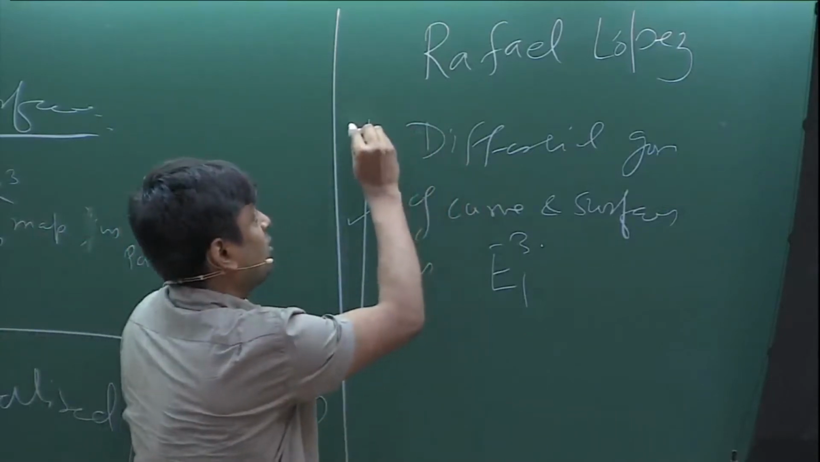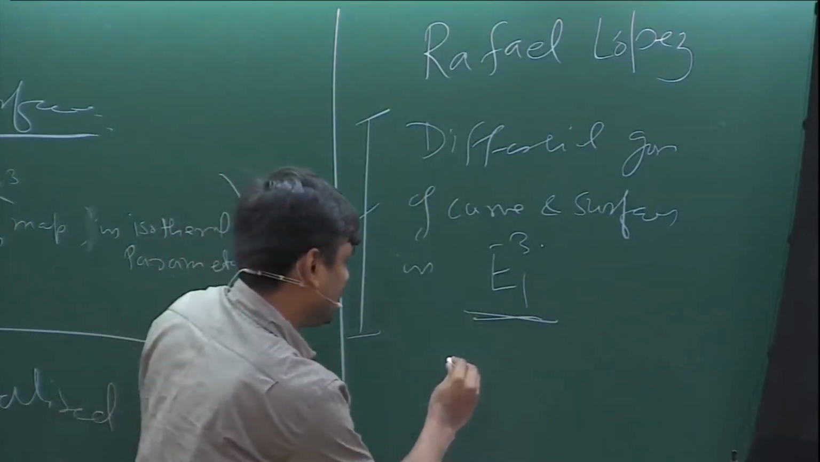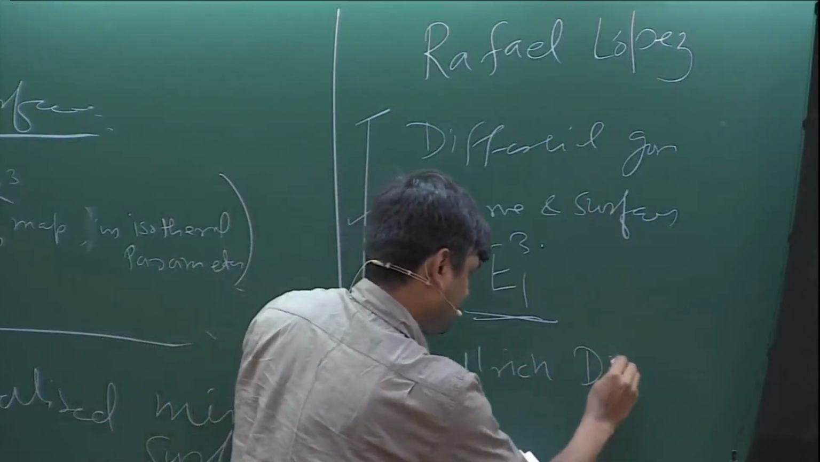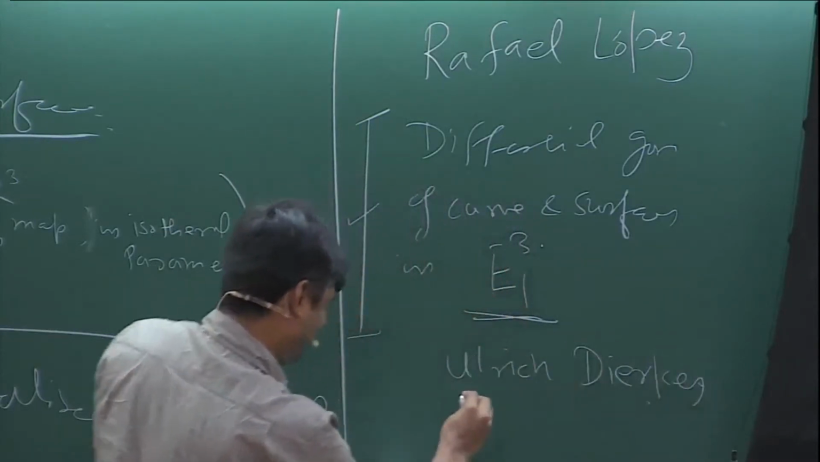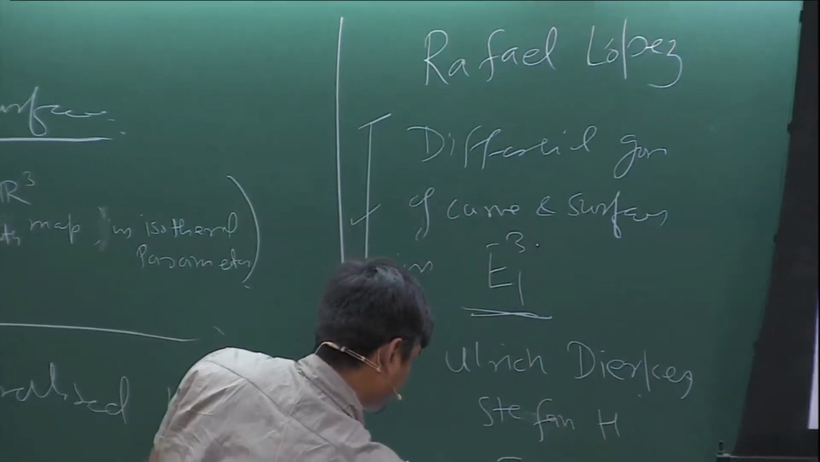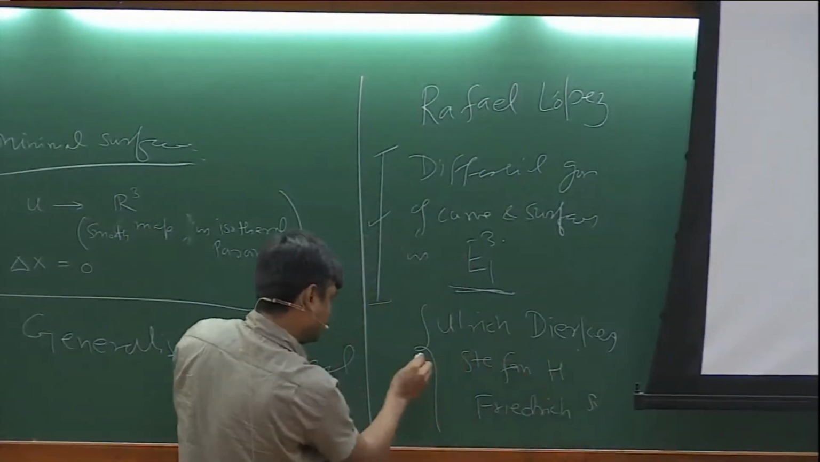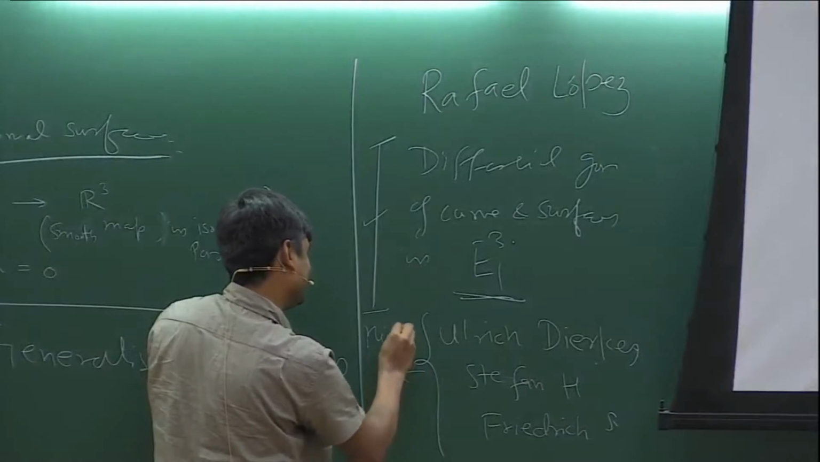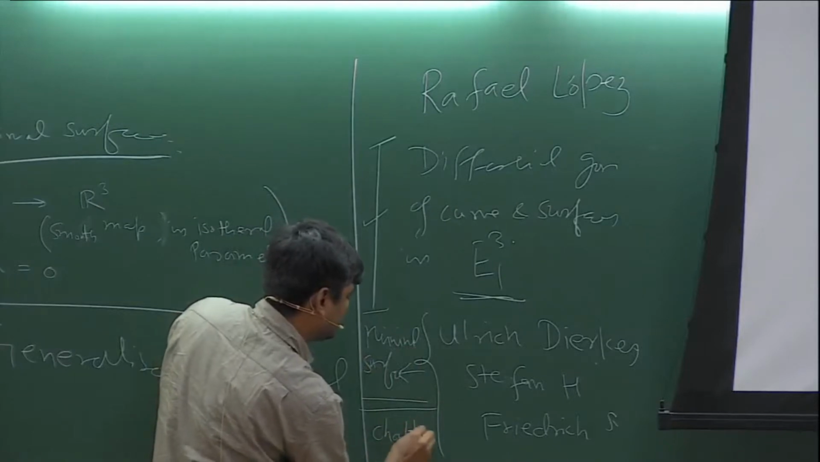For maximal surfaces or the Lorentz-Minkowski space, and for minimal surfaces, the famous text is by Ulrich Dierkes and Stefan Hildebrandt, with three authors. The text is called Minimal Surfaces, and chapter 3 in particular.